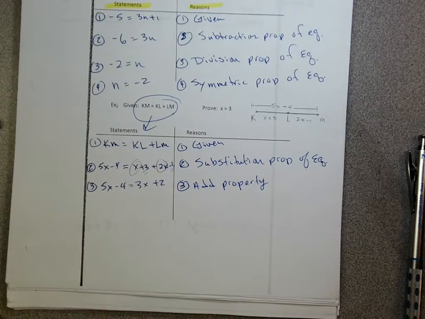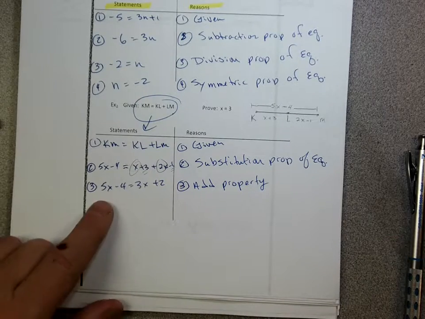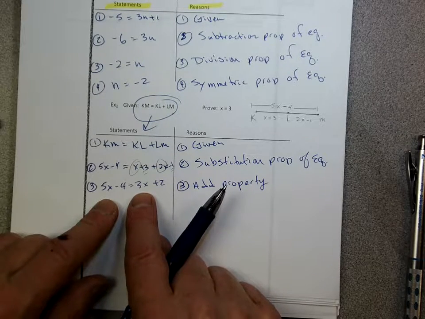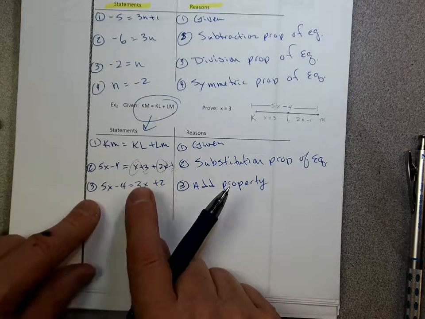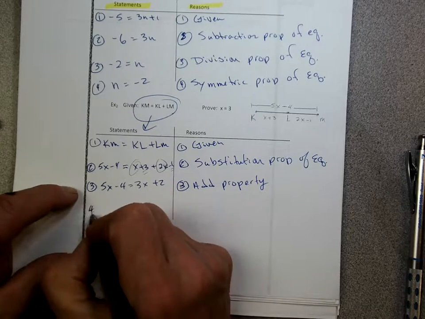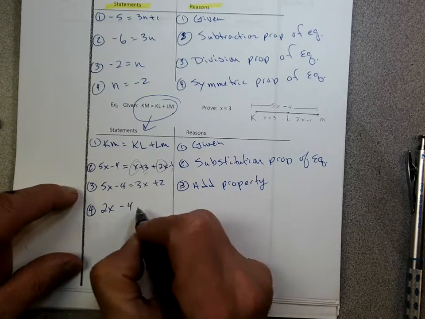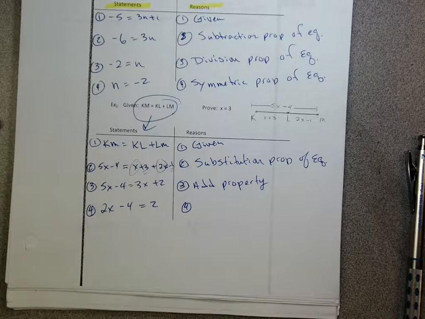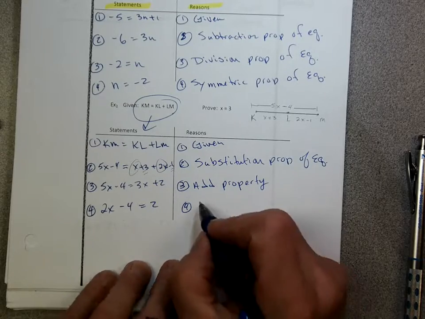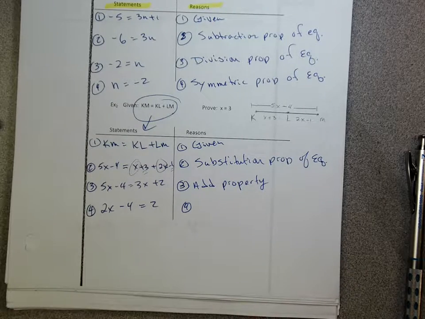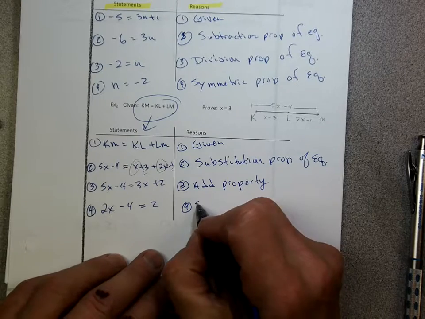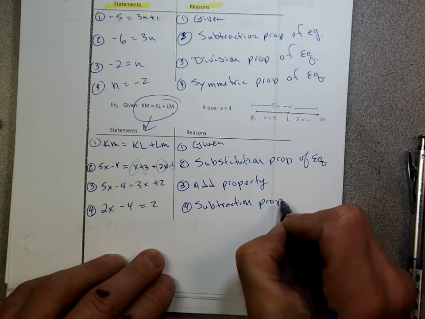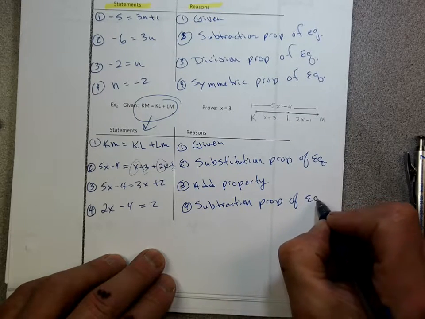Okay? Now, let's solve. So next step, what would you do to solve? Subtract 3x from 5x. You guys agree with that? Minus 3x, minus 3x. If I go minus 3x, I will have 2x minus 4 equals 2. And the reason for that is exactly what you said. It's the subtraction property. We subtracted. But a subtraction property of equality because I did it over the equal sign, okay? Subtraction property of equality.